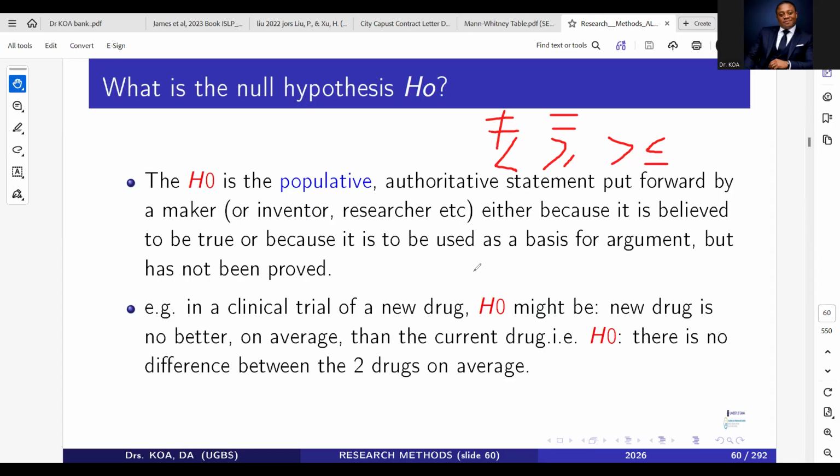So, let's start with step 1 again. Formulate the null and the alternative hypothesis.